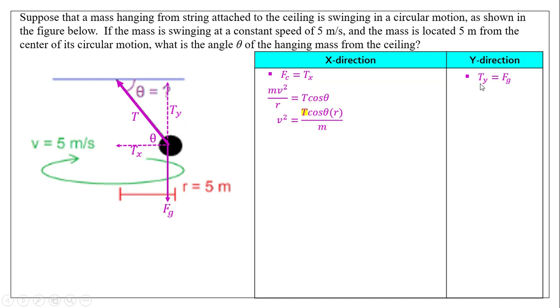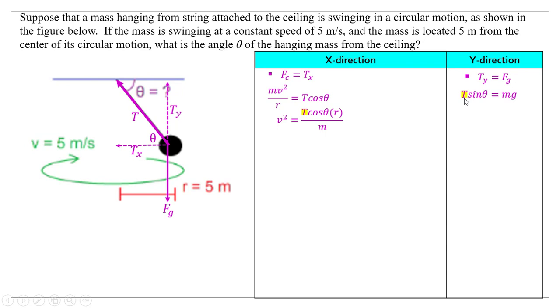As I stated earlier, Ty for this particular problem must equal F of g because the mass is tracing out a horizontal plane that's parallel to the floor. And then I can break up Ty into T sine theta. So this is where if your sine and cosine are off, you're going to get some jacked up answer. So make sure you pay attention to cosine and sine before you attack these types of problems, okay?